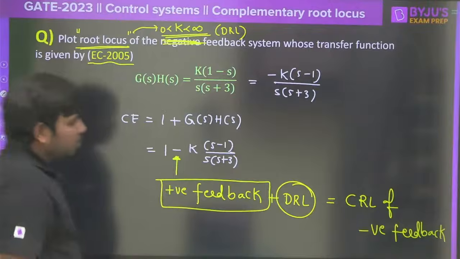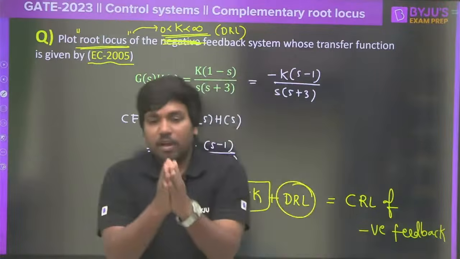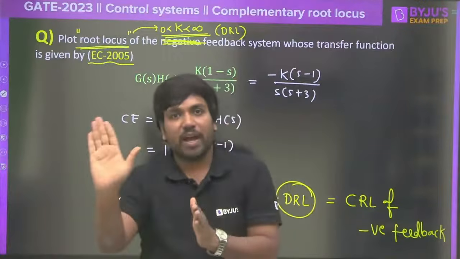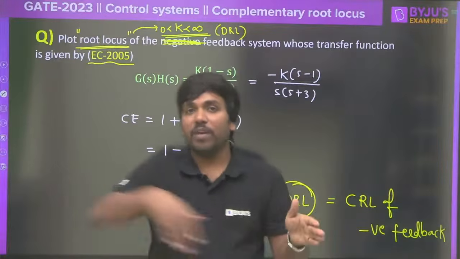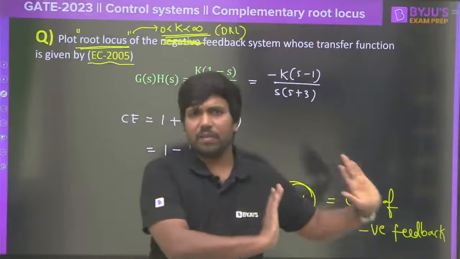So the conclusion of the story is: if the k value changes from 0 to infinity, that is called a direct root locus. Clear? If the k value changes from minus infinity to 0, that is called a complementary root locus. First thing is that, it is simple.